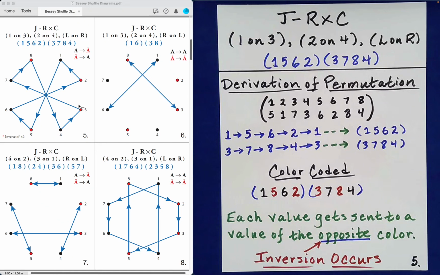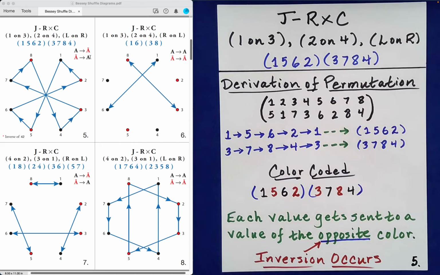Now I have a note here at the bottom that this particular shuffle is the inverse of 42. So that is a shuffle that we'll be looking at later in this little series on Bessey Shuffle diagrams. So I'll remind you of that when we get to Shuffle 42. And then up here I have a summary of the fact that inversion occurs. 1, 4, 6, 7 get assigned to 2, 3, 5, 8 in some order, and 2, 3, 5, 8 get assigned to 1, 4, 6, 7. So inversion, in fact, does occur.